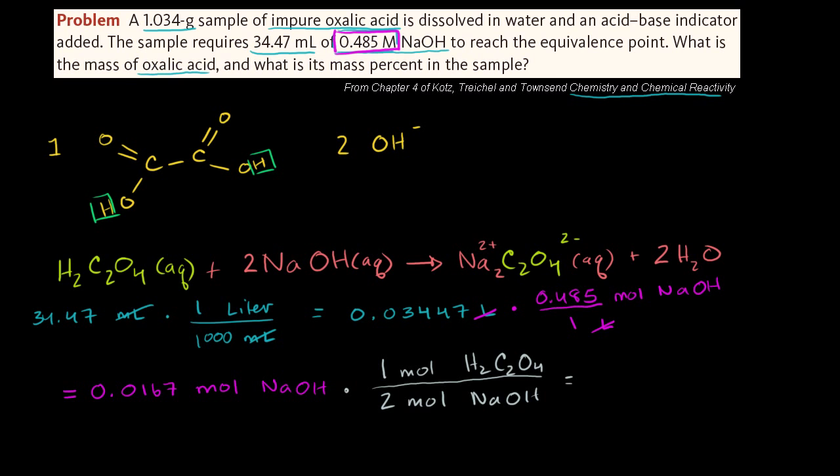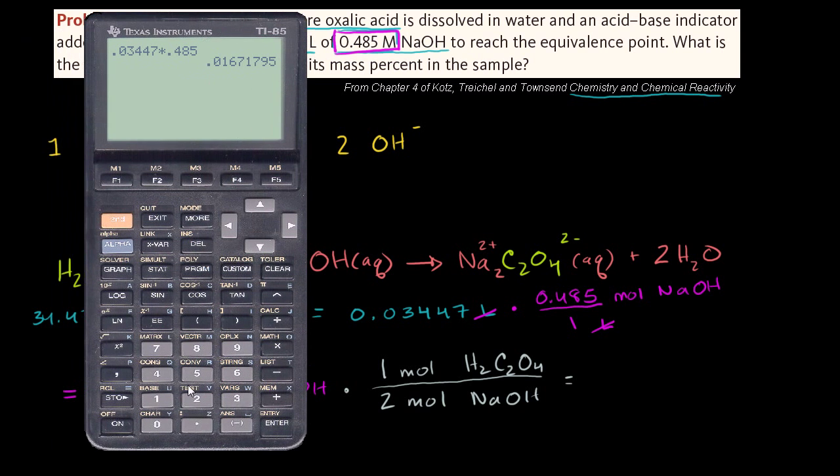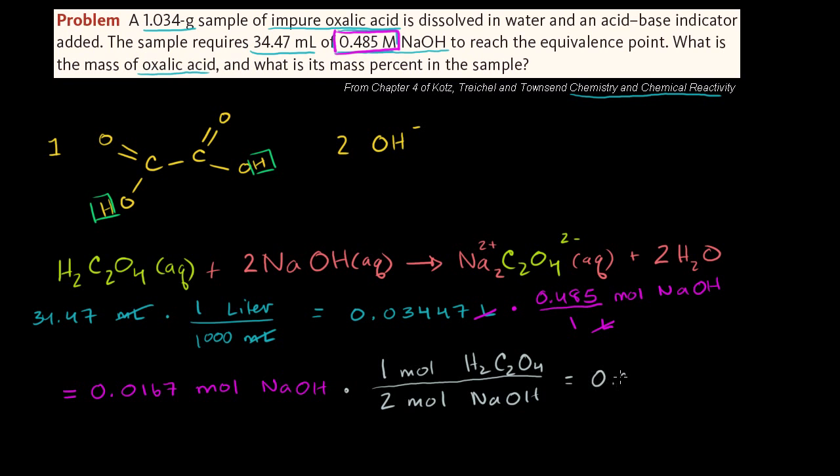Let me get the calculator back. So we're just going to divide 0.0167 divided by 2. Once again, 3 significant digits, 0.00835. So this is going to be 0.00835 moles of oxalic acid, H2C2O4. So we have the number of moles, but we need to figure out the mass.